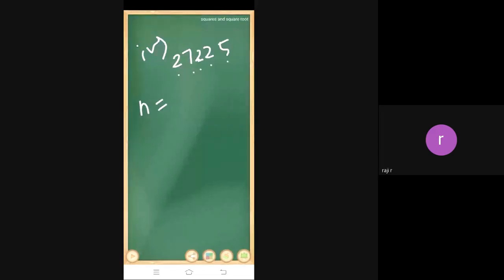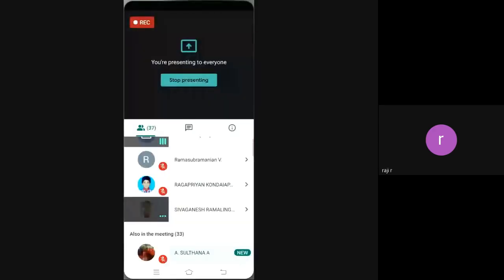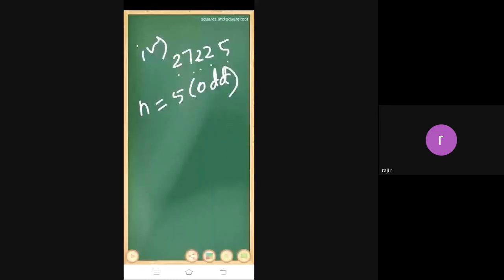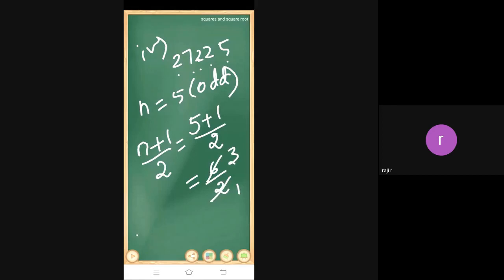Ma'am, 5. Who is that? Yes. 5. 5 is what number? Odd number. For odd number, what formula? N plus 1 by 2. So n is 5. 5 plus 1 by 2 is equal to 6 by 2, which is equal to 3.